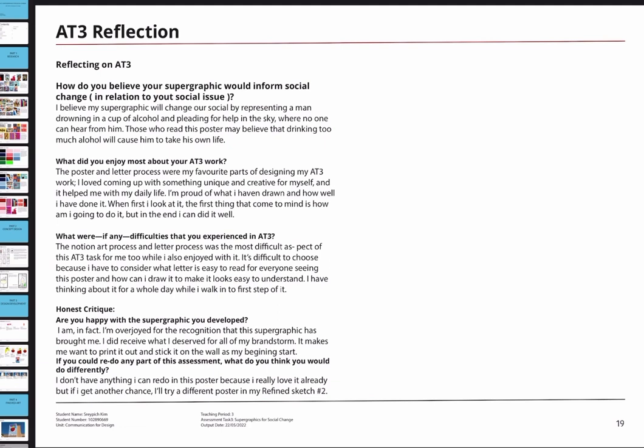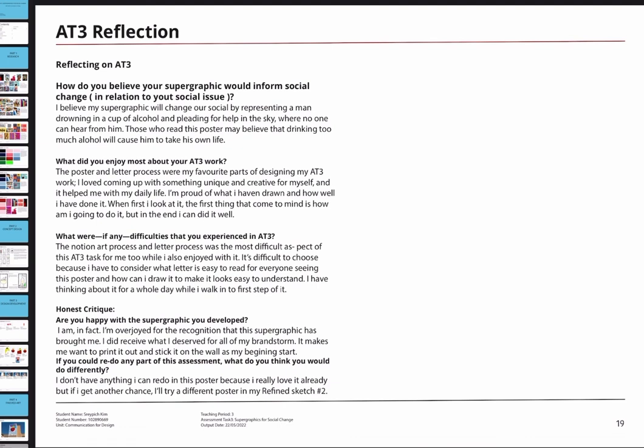If you're asking me whether I'm happy with this or not, yes, I am. I'm overjoyed too for the recognition that the super graphic has brought me. I did receive what I deserve for all of my brainstorming. It makes me want to print it out and stick it on the wall as my beginning start.